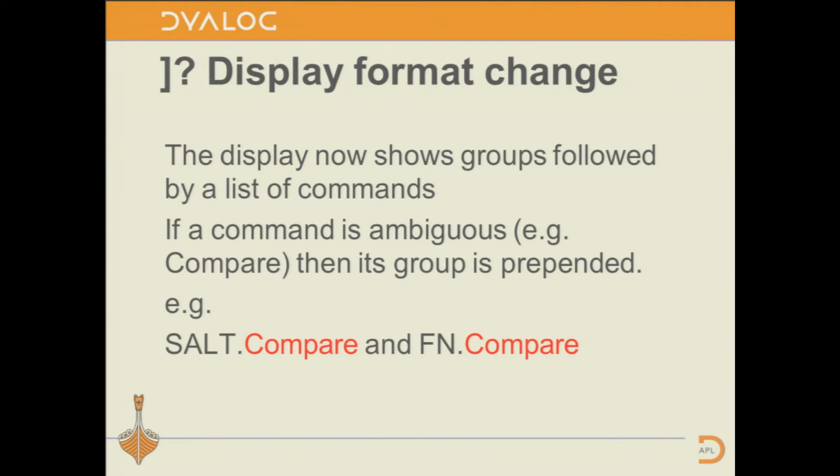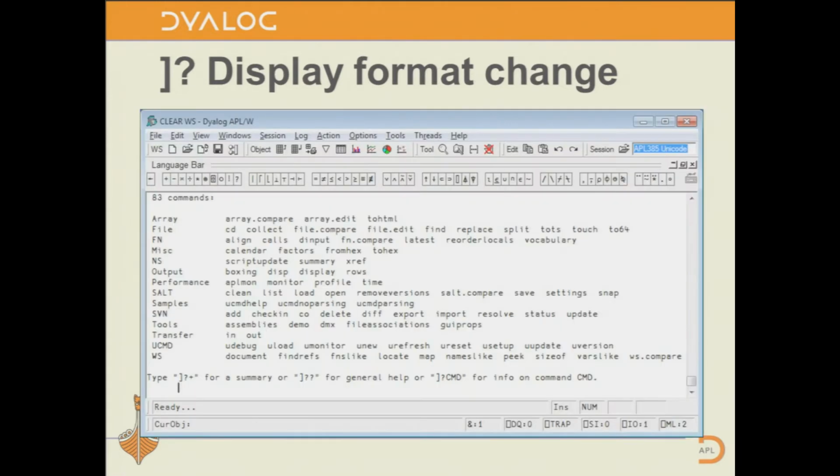For example, the command compare is something that is very common. You have fin compare, you have whiz compare, you have var compare, there's 5 of them. So in that case, you will need to say salt compare if you want to do the salt compare command, or fin compare if you want to use the compare command which is in the fin group. So you will have to make the distinction. You will have to prepend the name of the group. And this is what it's going to look like.